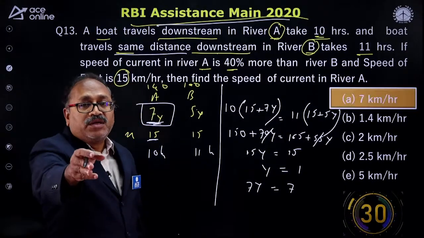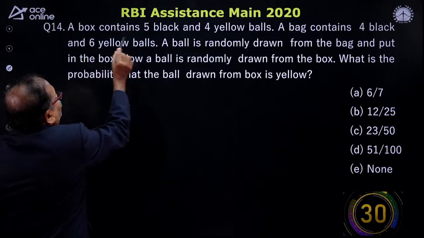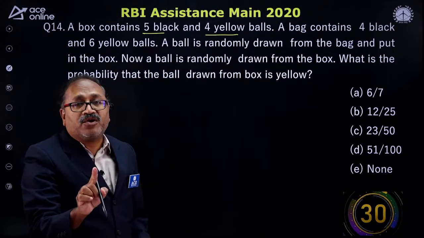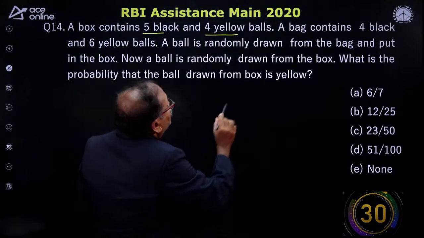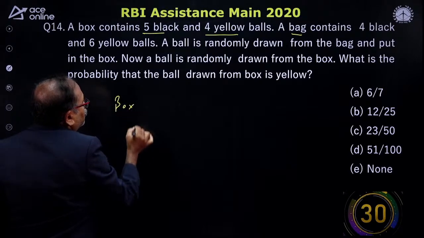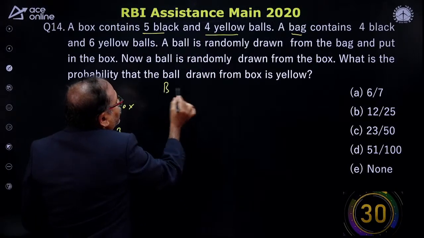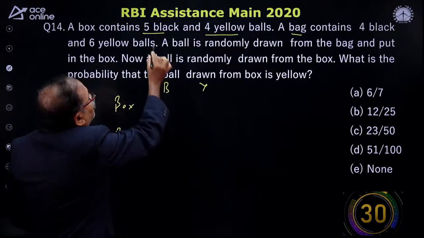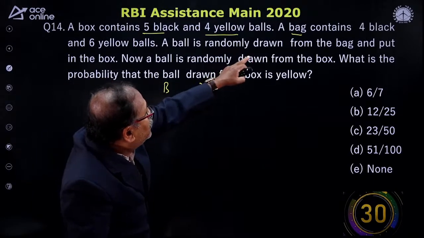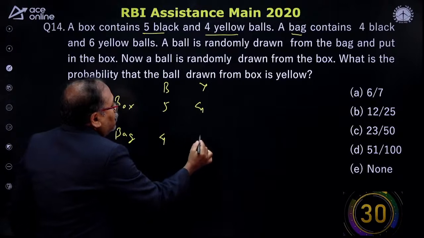Next question on the board is right now here. Look at this one. A box contains 5 black and 4 yellow balls. One question will be there from probability or permutation and combination. So this is a box and a bag. I'm just writing the question, box and bag. Here it says black and yellow. For black I am writing B and for yellow Y. So how many black balls are there? 5 black balls and 4 yellow balls. And the next one, a bag contains 4 black and 6 yellow balls.